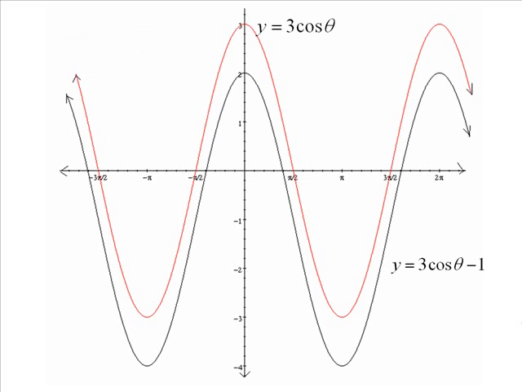So if we were to graph y equal 3 cos theta untransformed, well, it shouldn't say that it's untransformed. It's got that vertical stretch of 3, but it hasn't been translated. Compare that one to y is equal to 3 cos theta minus 1. Predictably, the 3 cos theta minus 1 has just been translated or shifted down 1 unit. The shape is identical, though, otherwise.